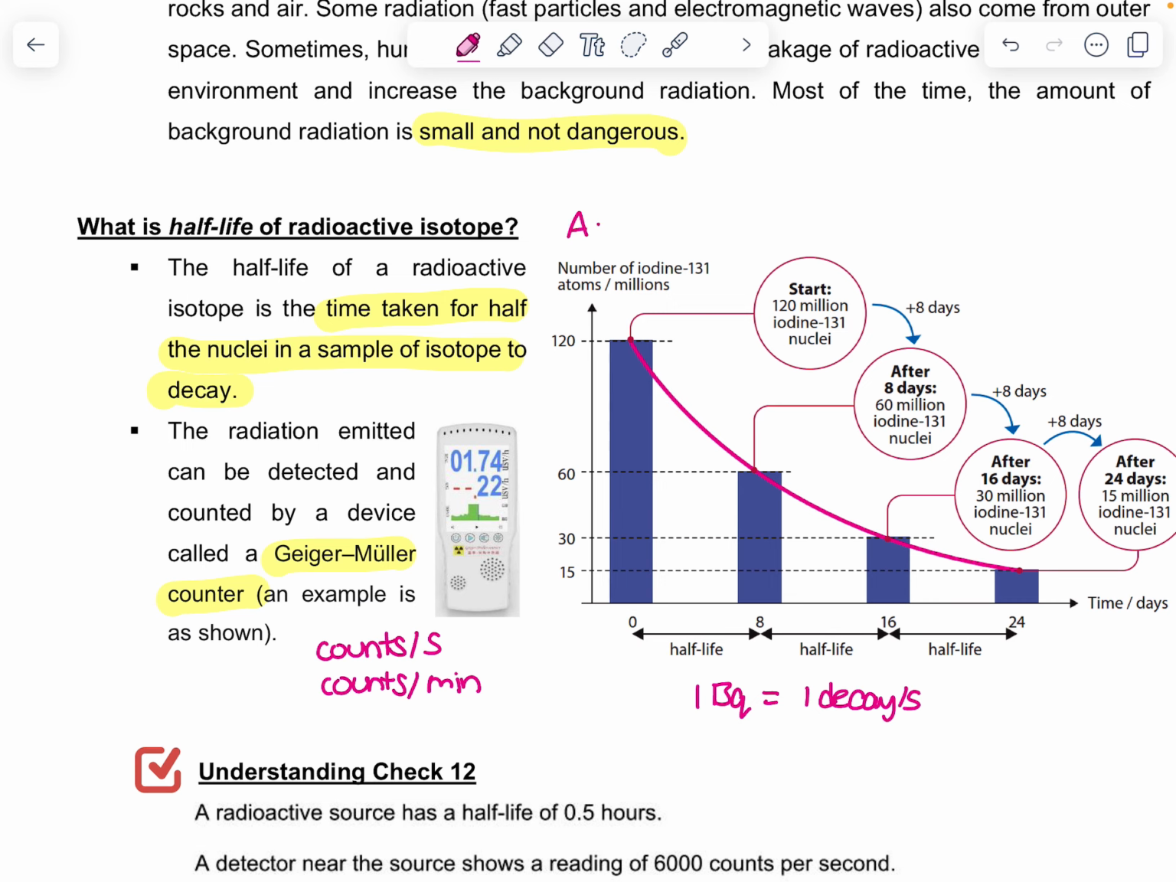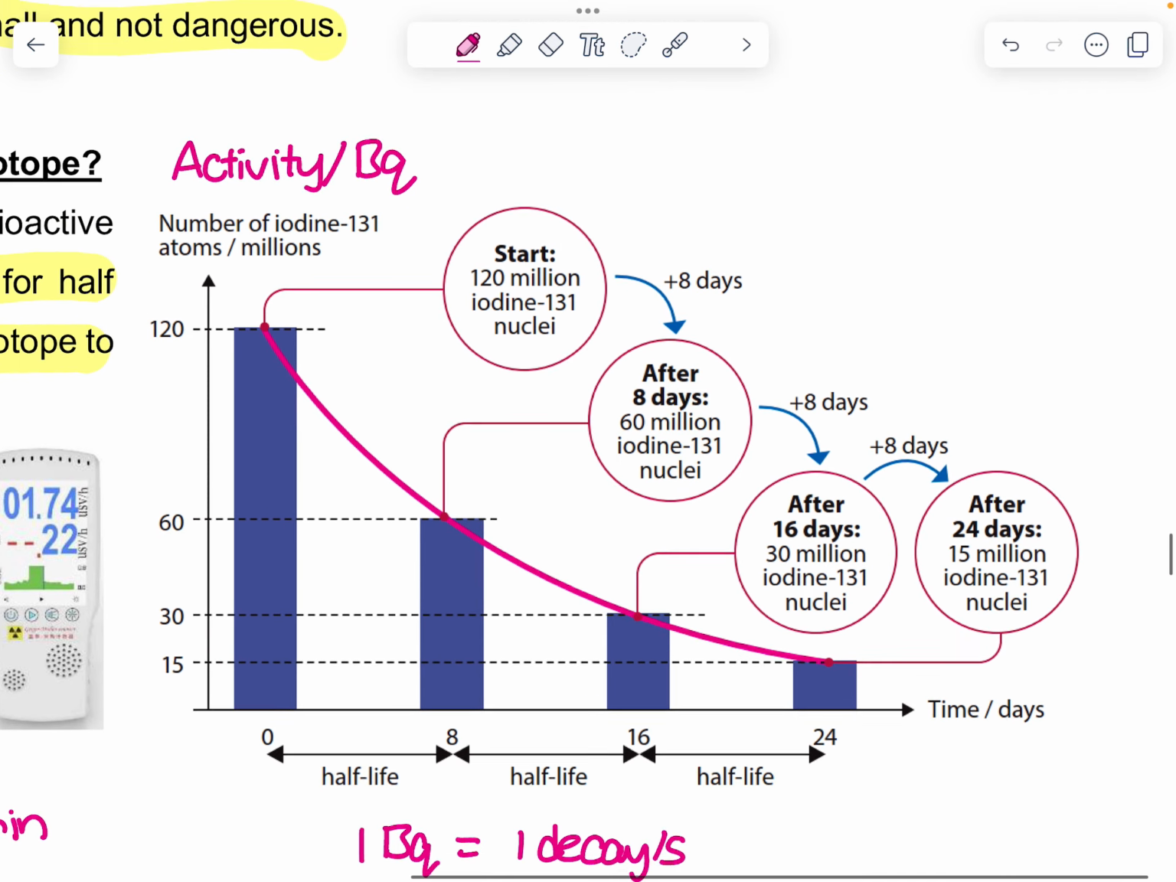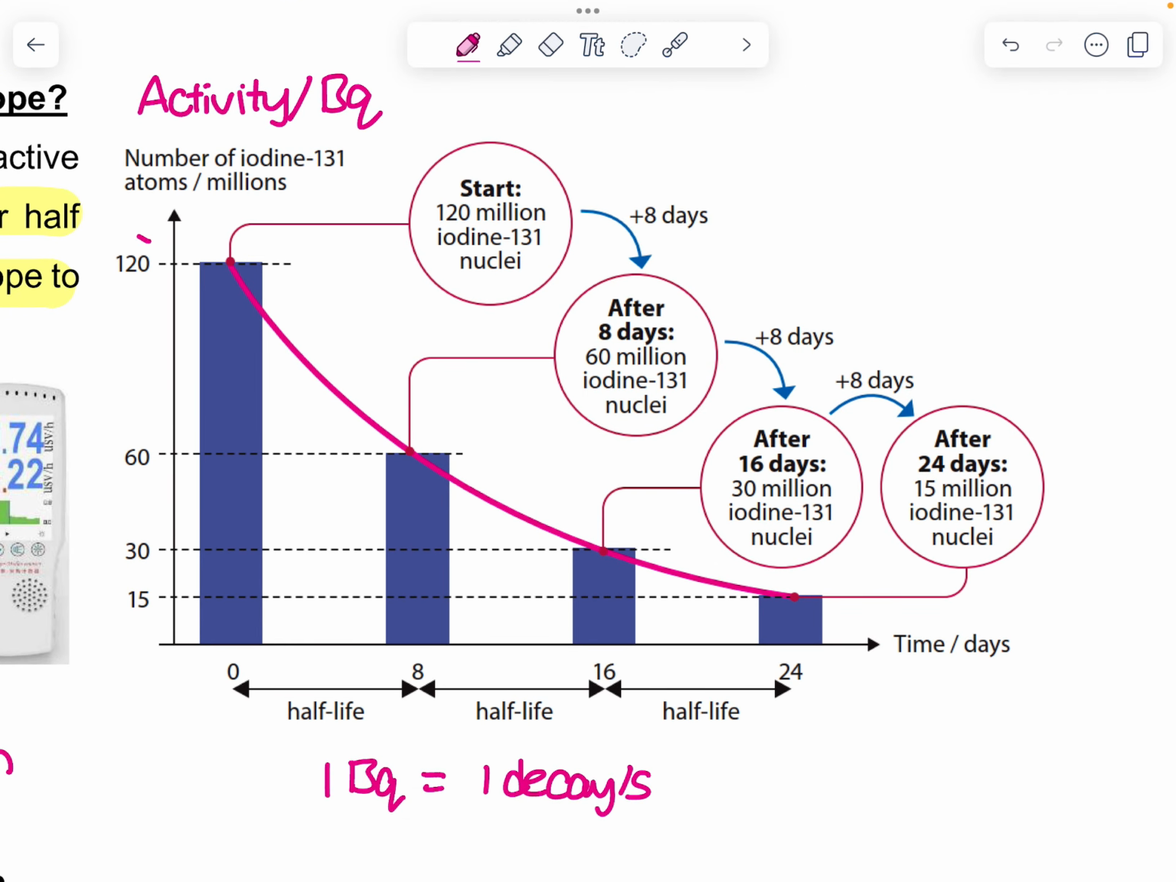So here we can also add activity in Bq over time. Let's look at what a half-life is. Initially it started off with 120 million. It drops down to 60, then from 60 to 30, 30 to 15. So the time taken for each halving is the half-life. And you realize that the half-life is constant at 8 days.